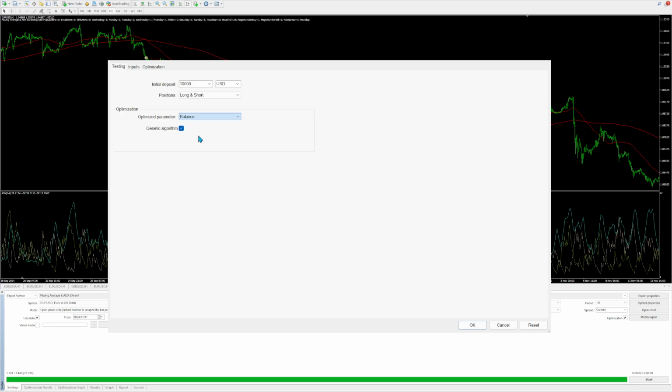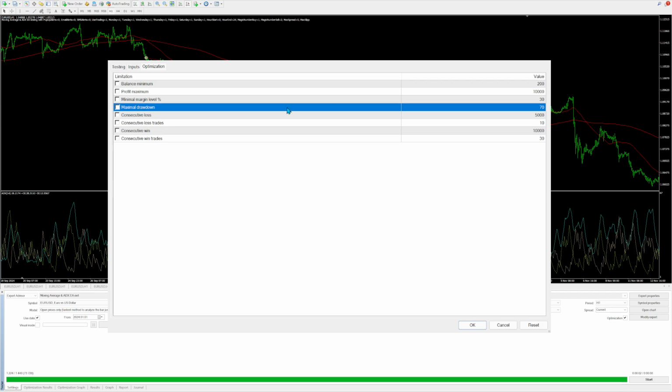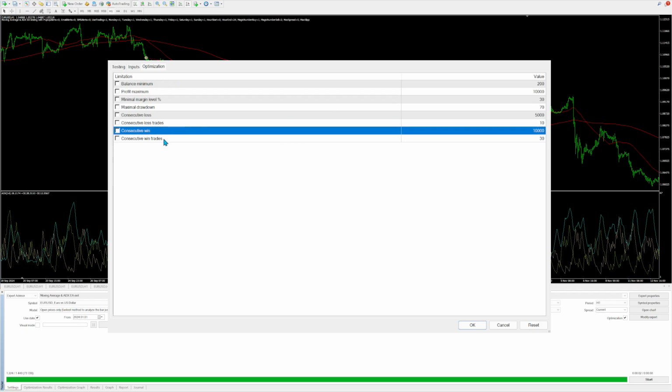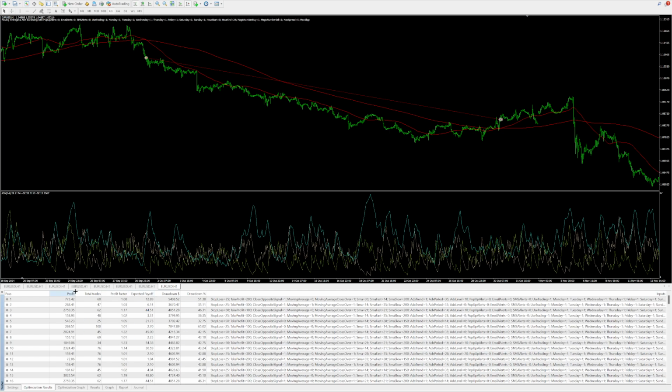Optimize parameter, you can choose what you're looking to optimize the most. Under the optimization tab as well, you can filter results to only display, let's say, results with a maximum drawdown of whatever you like there, or a minimum margin level, consecutive wins. And then that way, if you have any of those filters selected, the results in here would have to meet those filters, okay?